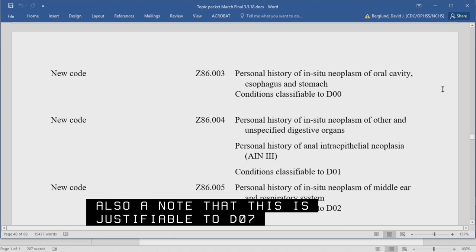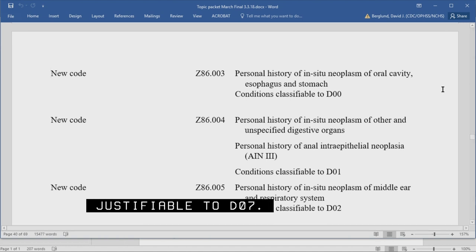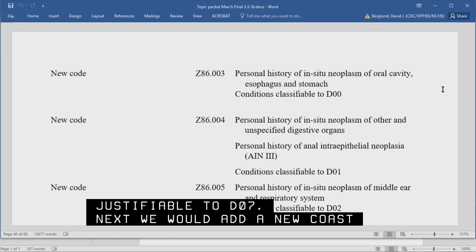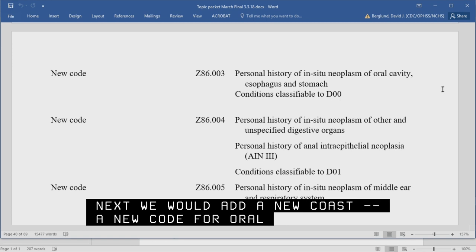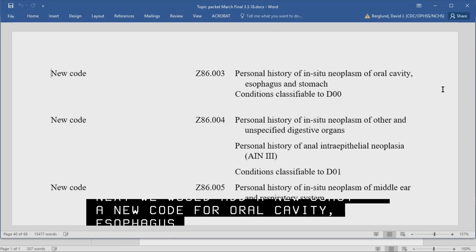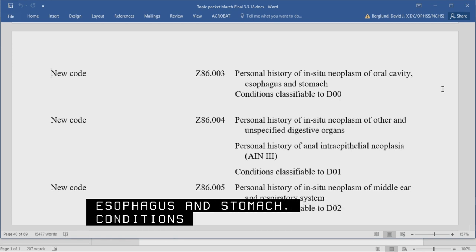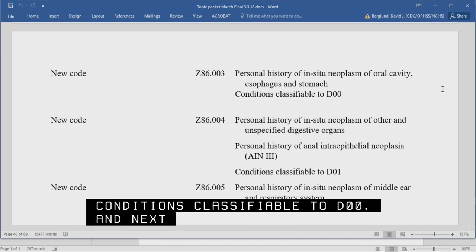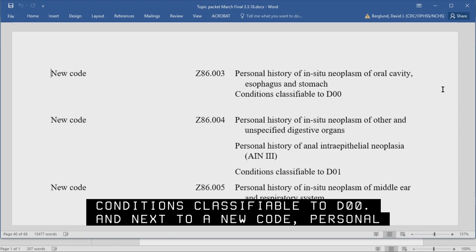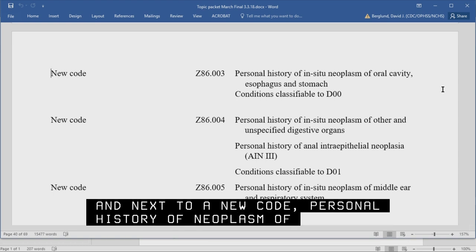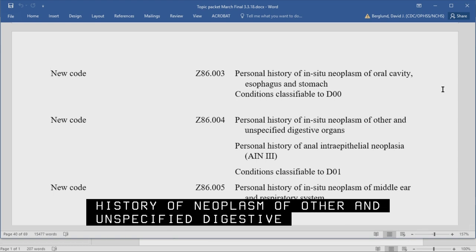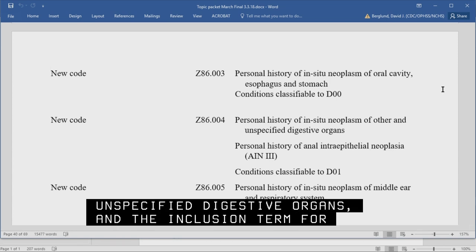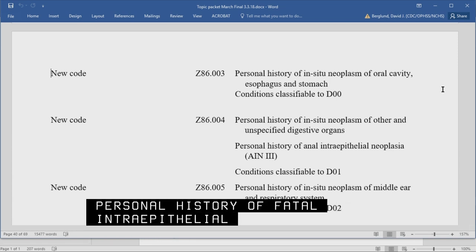Next, we would add a new code, Z86.003, for personal history of in situ neoplasm of oral cavity, esophagus, and stomach, conditions classifiable to D00. And next, a new code, Z86.004, personal history of in situ neoplasm of other and unspecified digestive organs, an inclusion term for personal history of anal intraepithelial neoplasia, AIN3. And these are conditions classifiable to D01.